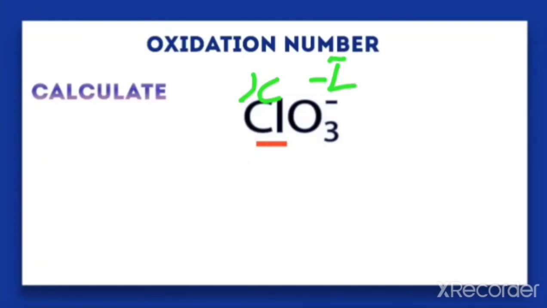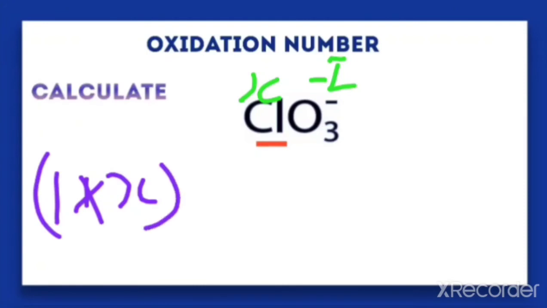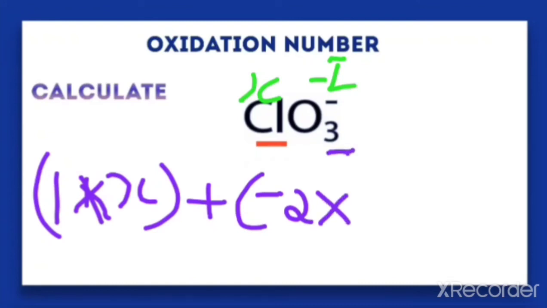Now we'll find the oxidation state for Cl by this method. x is the Cl, and only one Cl is there, therefore we have to multiply with 1. So 1 into x plus, next, oxygen, -2 is the oxidation state of oxygen, written here with the green pen. And there are 3 oxygens, therefore we have to multiply with 3.